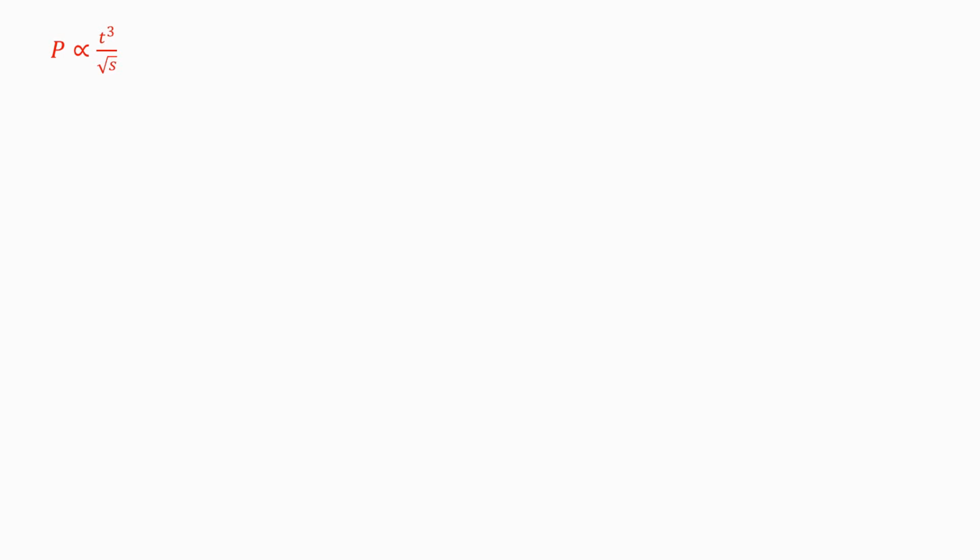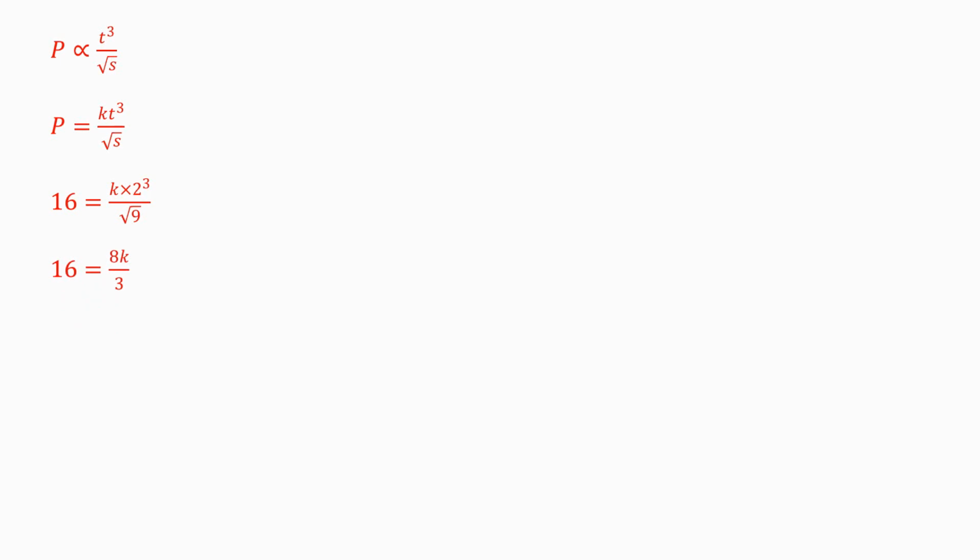Then we've been told when t is equal to 2, s is equal to 9, and p is equal to 16. So the first step is to write the expression as an equation, and to do that we introduce a constant k, which makes our equation p is equal to k t cubed over the root of s. Then we substitute the figures that we have been given, t as 2, s as 9, and p as 16. So we have 16 is equal to k times 2 cubed over the root of 9. This can be simplified as 16 is equal to 8k over 3.